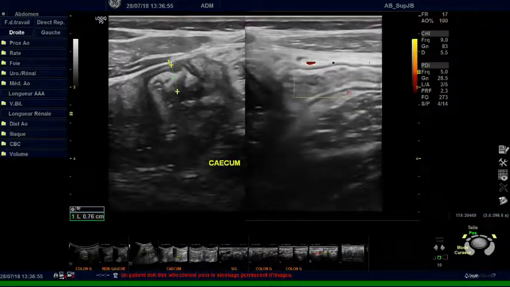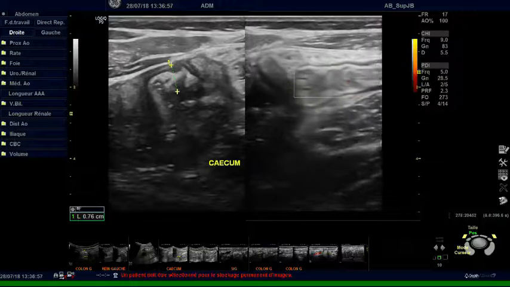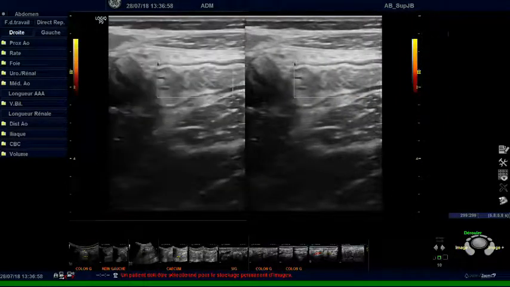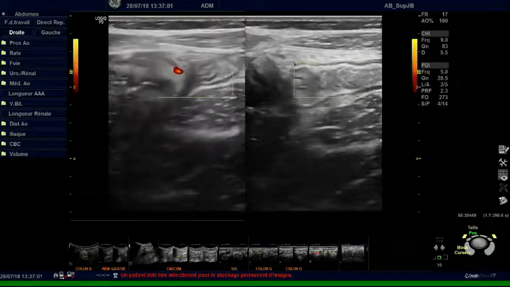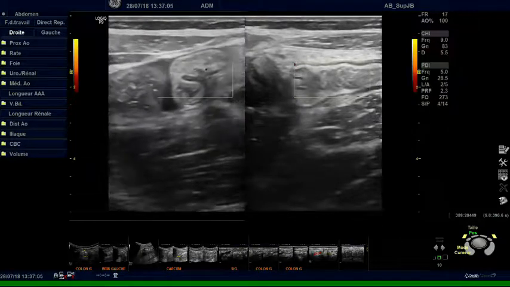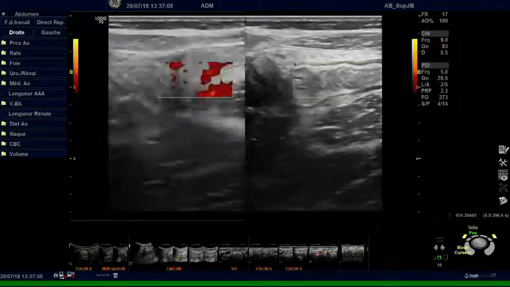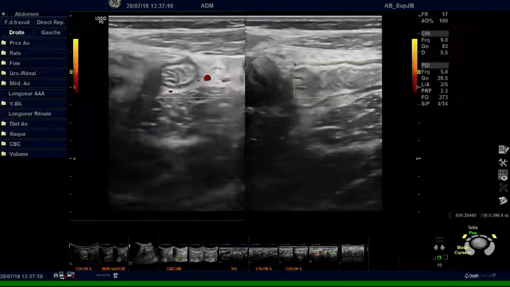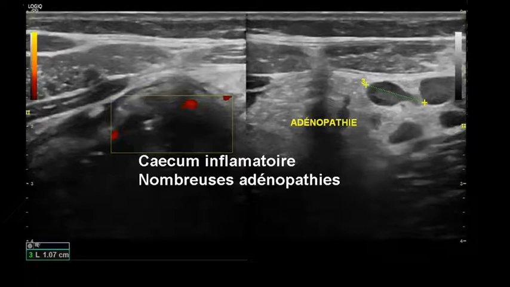And when you go to the left side, you can see the ileum, which is completely normal, with a thin bowel wall and no Doppler sign, telling you that the pathology is only colonic. Then you see a very inflammatory cecum and a lot of adenopathy.